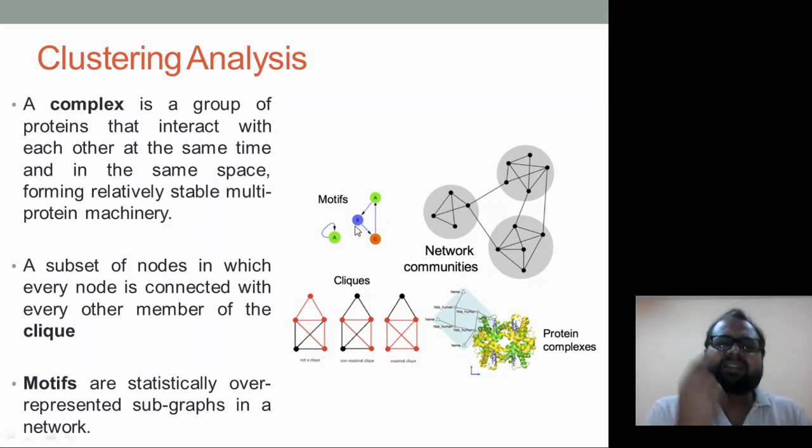Motif is nothing but a subgraph. Okay, it's a very basic term. Motif का मतलब subgraph होता है. That is a small section of the entire network.